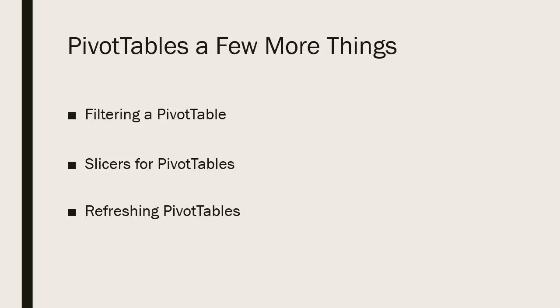This, of course, means when you are updating data on a regular basis, you may need to refresh your pivot tables in order to get the most current analysis of your data and summarization of your data. You do this using the refresh option found on the Pivot Tables Tools Analyze tab.